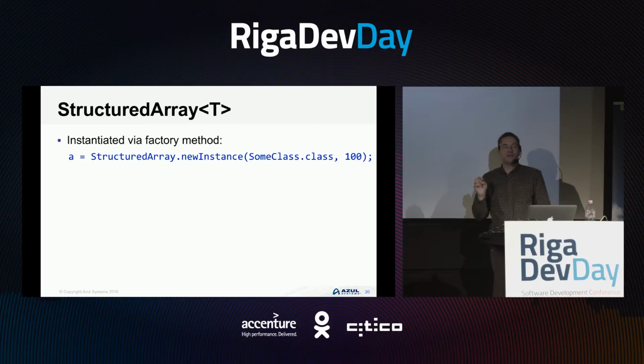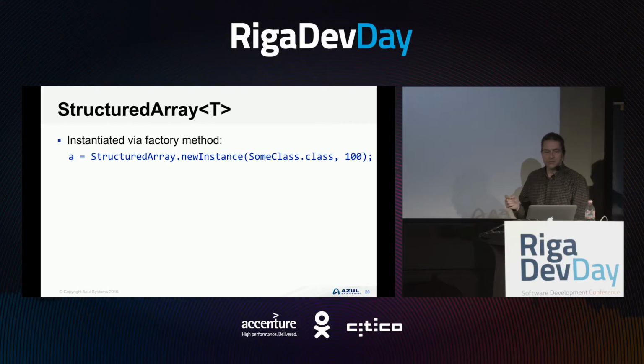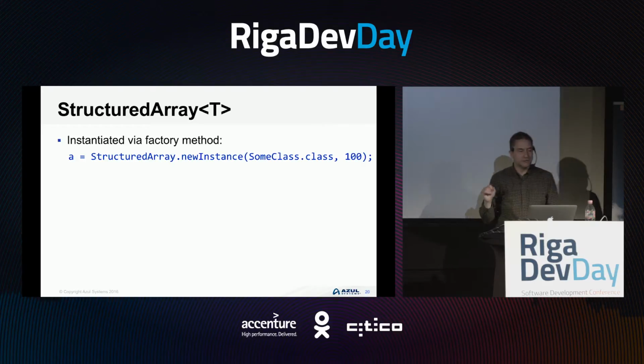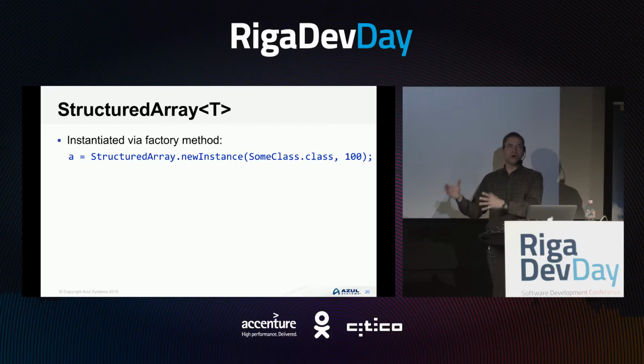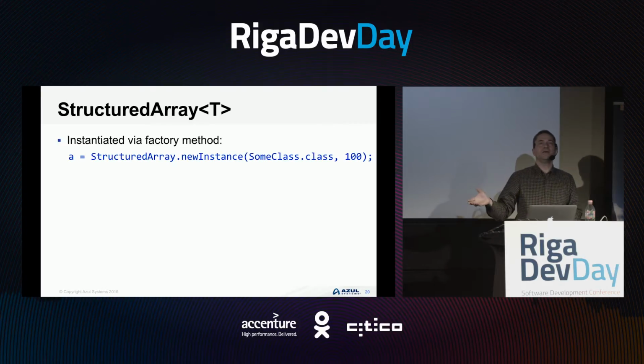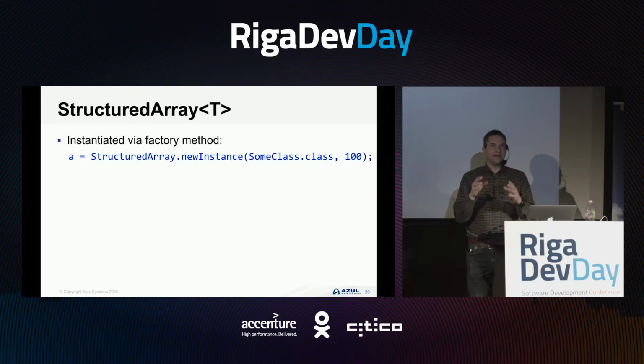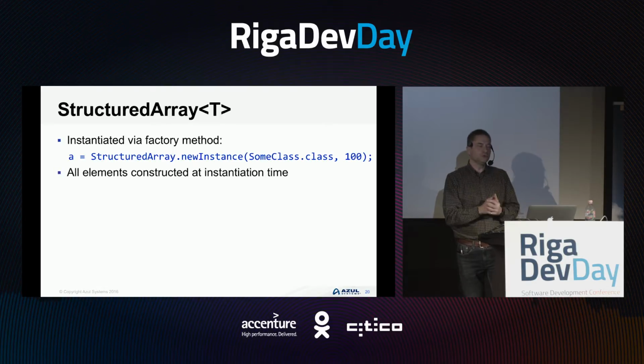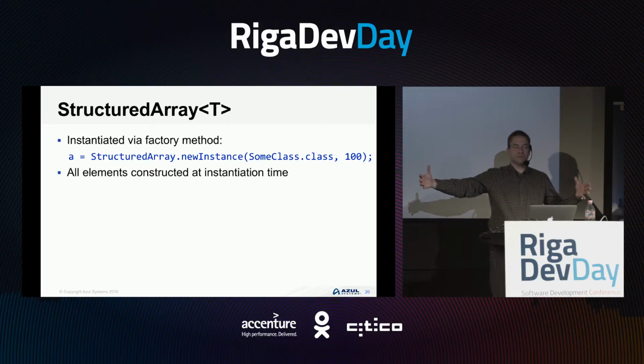Now, in order to create these, we instantiate them via a factory method. So we use StructuredArray.newInstance, and then we tell it the type of the class that we want to store in our structured array. So we give it some class.class. So it knows the type of the object that's going into the structured array, and we tell it how big the array is going to be. So in this case, 100 elements. All of the elements are constructed at instantiation time. So when you create your structured array, 100 elements of some class will be created and placed into the structured array.